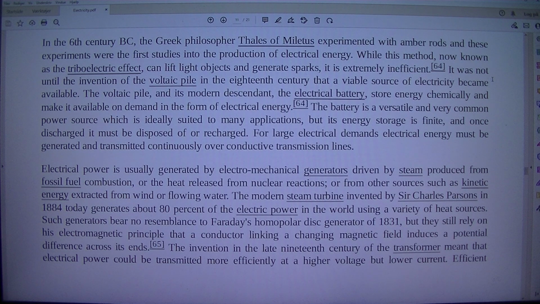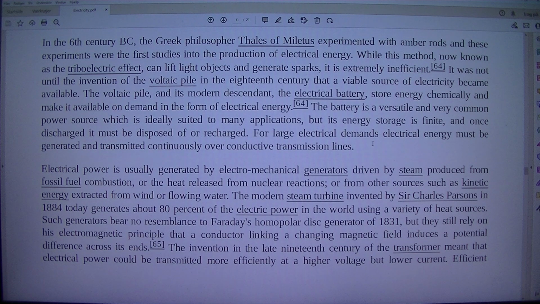It was not until the invention of the voltaic pile in the 18th century that a viable source of electricity became available. The voltaic pile, and its modern descendant, the electrical battery, store energy chemically and make it available on demand in the form of electrical energy. The battery is a versatile and very common power source which is ideally suited to many applications. But its energy storage is finite, and once discharged it must be disposed of or recharged.